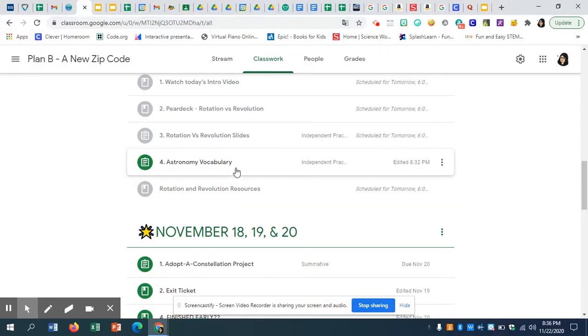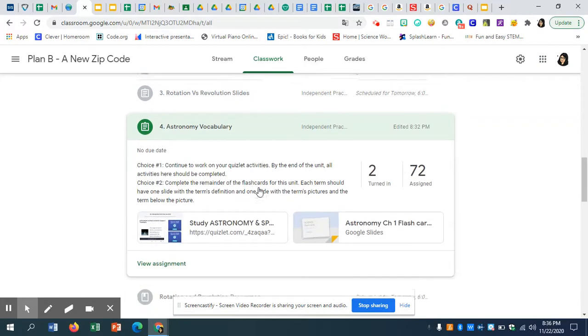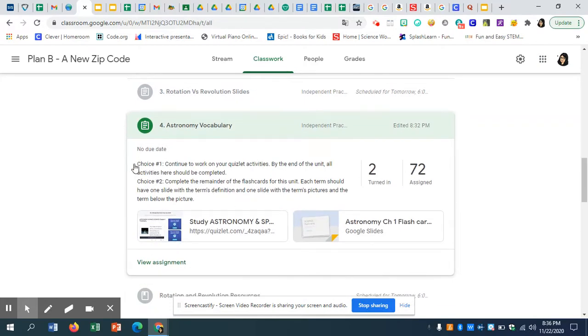If you get finished before the class is over, go ahead and go to your vocabulary and continue with whatever you were doing last week. So if you started with choice number 1, which was your Quizlet activities, you should have 2 Quizlet activities completed. So now move on and continue working on your Quizlet. By the end of the unit, all of these are going to be completed, and it's going to count as an individual practice grade.